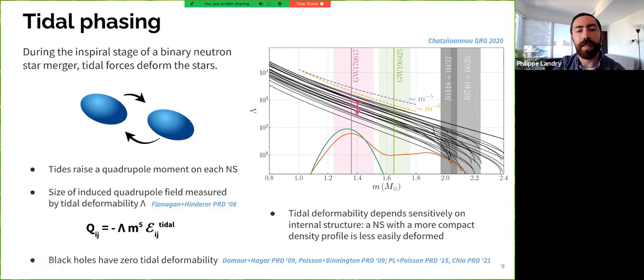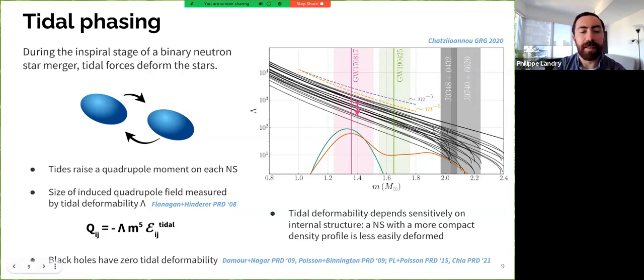Right, and so the amount of phase shift is quantified in terms of this parameter called the tidal deformability lambda. This is just a dimensionless quantity that measures the size of the induced quadrupole moment on the neutron star, this Qij, in units of the applied quadrupole tidal field, this Eij. And there's a factor of m to the fifth just to make lambda dimensionless here.